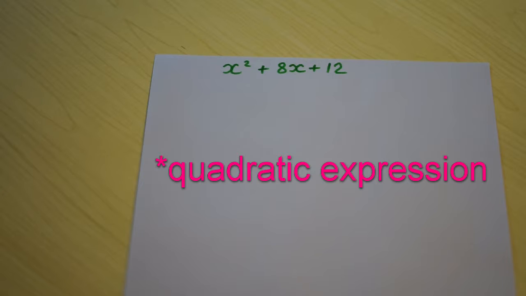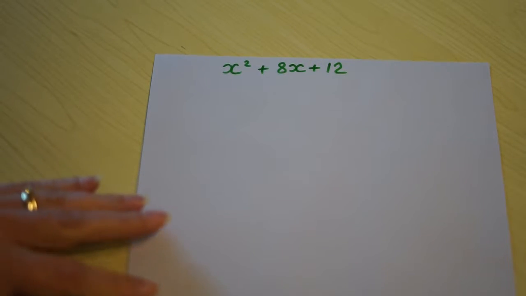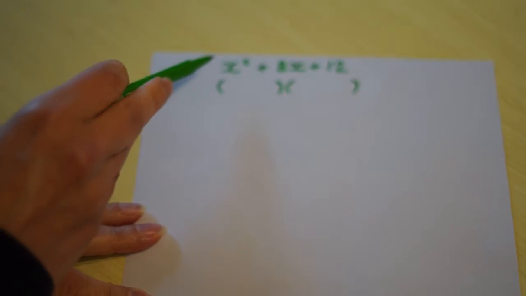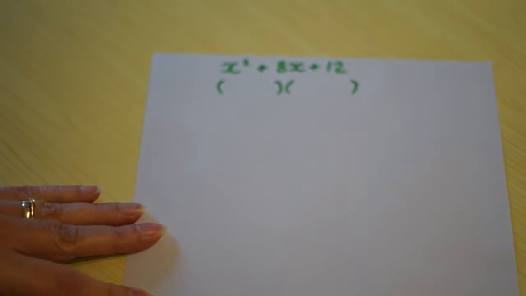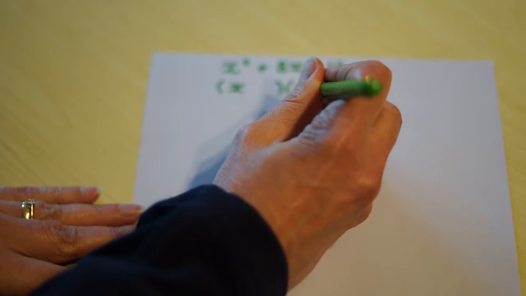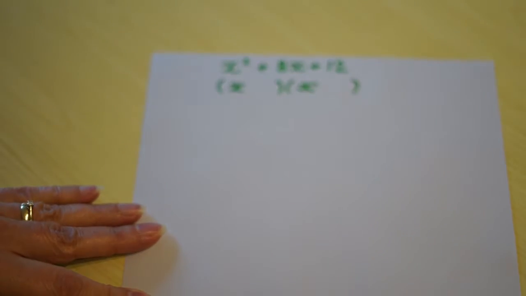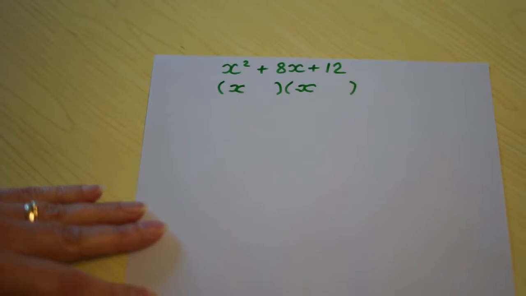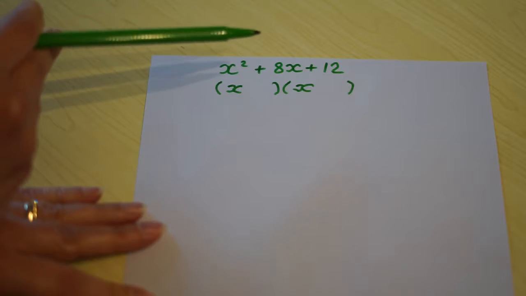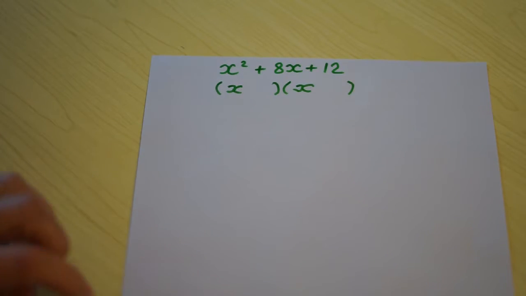So this quadratic equation is relatively easy to factorise. We can pretty much do it straight off because the a term is 1. So we know that there's going to be x times x, and we just need to look for pairs of factors of 12 that add up to 8.